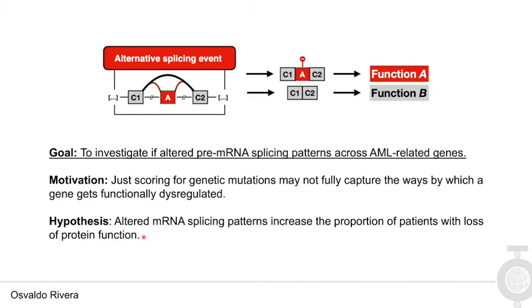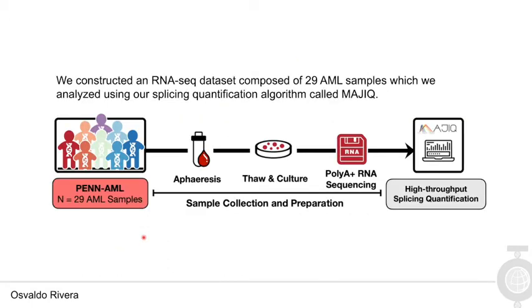To address this question, we constructed a pilot cohort of 29 AML samples. We collected samples via apheresis and performed RNA-Seq on samples that were more than 90% viable AML blasts. We analyzed the RNA-Seq data using our splicing quantification algorithm called MAJIQ, which quantifies both standard splicing events as well as those that are complex or unannotated.